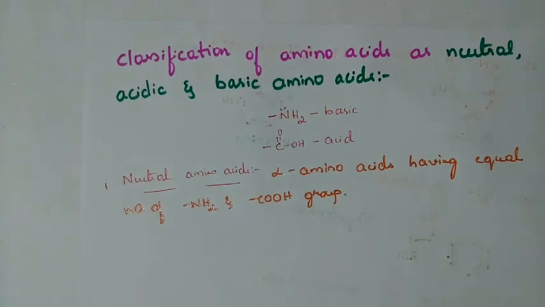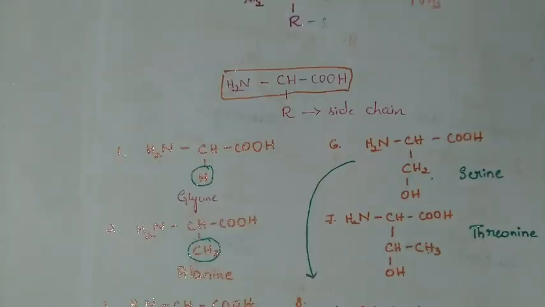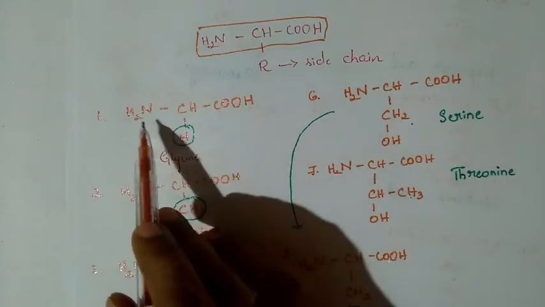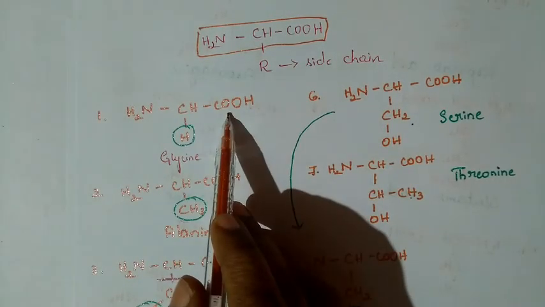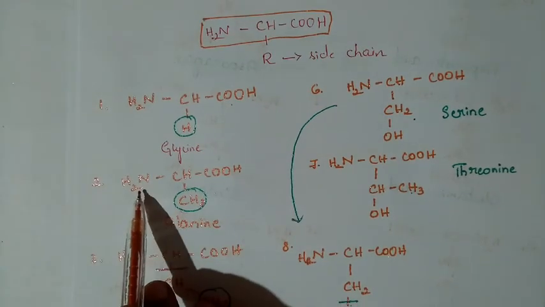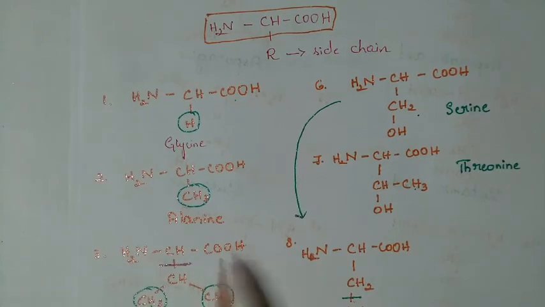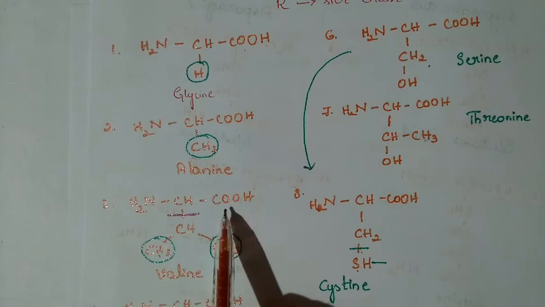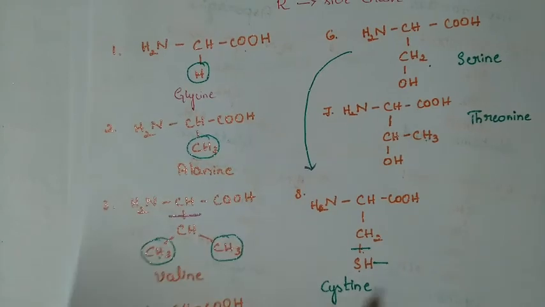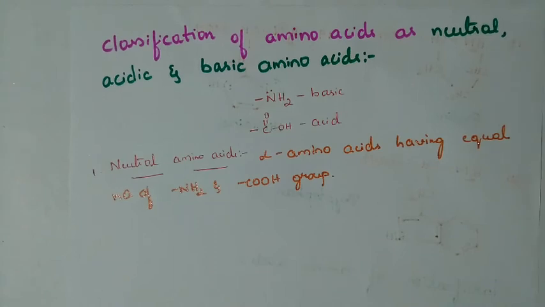So alpha amino acids having the same number of NH2 groups and COOH groups are called neutral amino acids. We can observe that in glycine, we have one NH2 group and one COOH group. Likewise, in alanine, we have one NH2 group and one COOH group. In valine, it is one NH2 and one COOH group. So all these are examples for neutral amino acids.